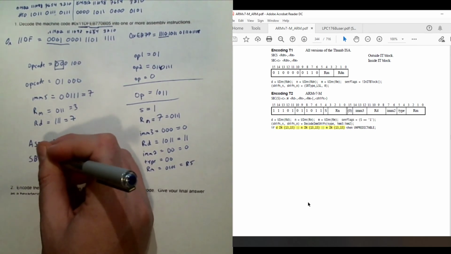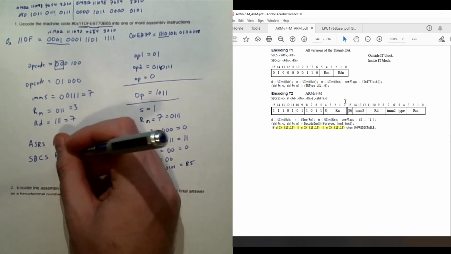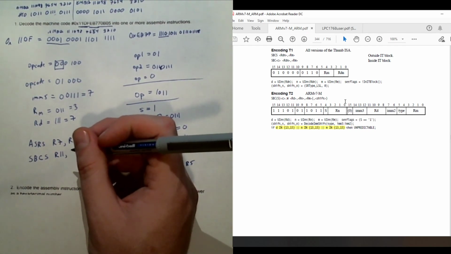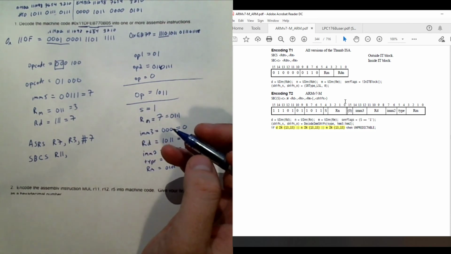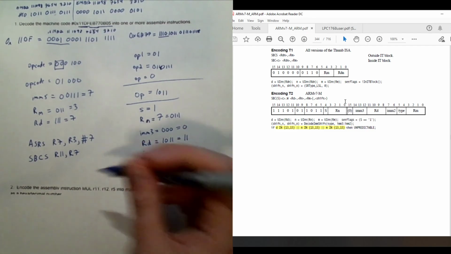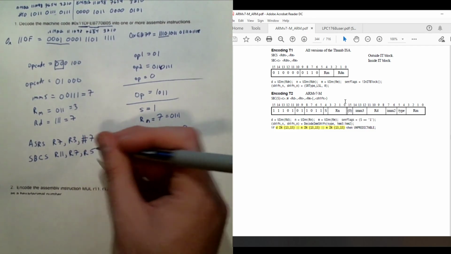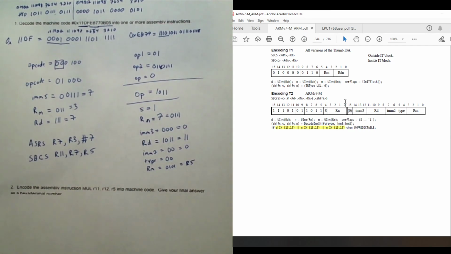So we're going to have SBCS. So this is just reading the encoding now. So SBC with the S, and then we're going to have RD, RN, and RM. So RD is R11. RN is next, that's R7, again coming from here. And then RM is our final register, and that is going to be R5. And that's it. I know it's a bit of a slog, but that is how we would decode 2 instructions in a row here.